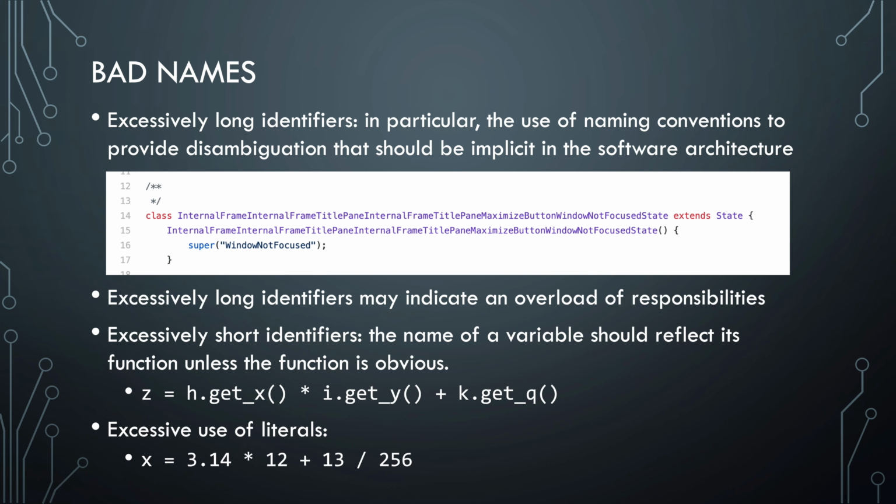Also, try to avoid using literal values like 3.14 in too many different places. Introduce a constant like pi for them. Or even better, just use the pi constant from the Python math library.